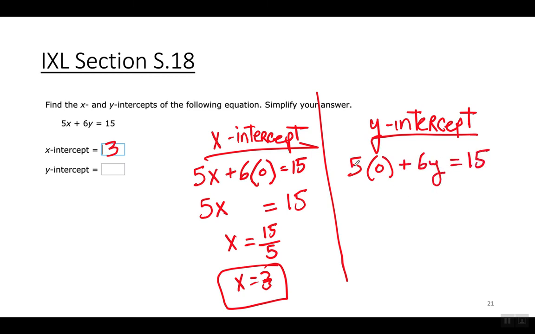All right, so 0 times 5 is 0, so I could just get rid of that. So I got 6y equals 15, so that means that y equals 15 divided by 6. And that fraction could be simplified by dividing the top and the bottom by 3. And my final answer would be y equals 5 over 2.